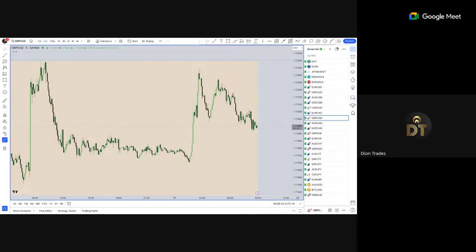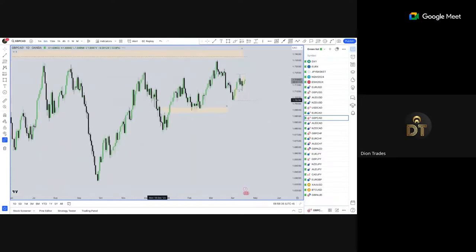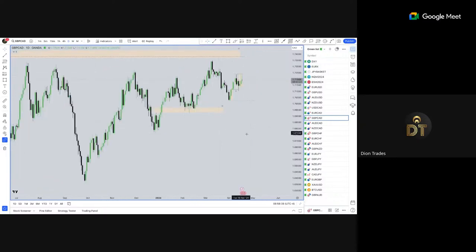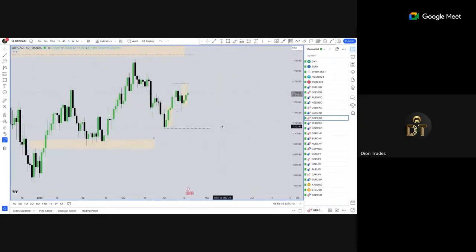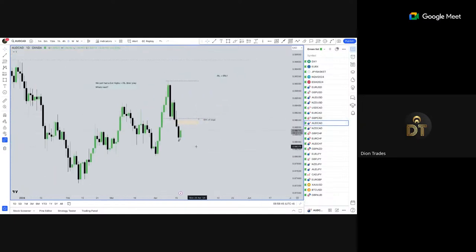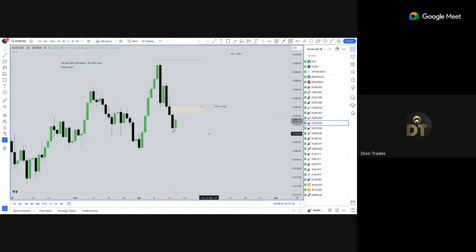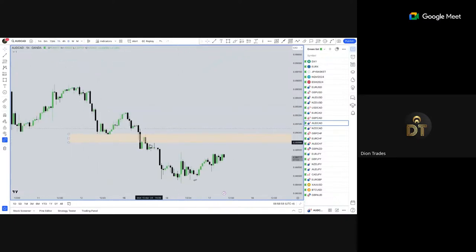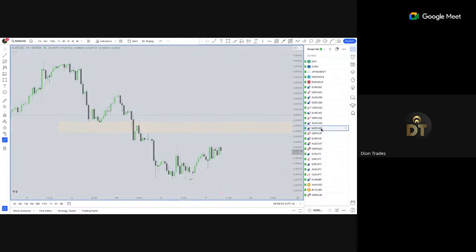What I mainly trade is market maker buy models and market maker sell models. If I don't see a clear market maker model, I'm flat. I don't trade it. So for example, here we could have a nice short-term trade from this buy side towards here based on this candle. And again, not that convinced yet.